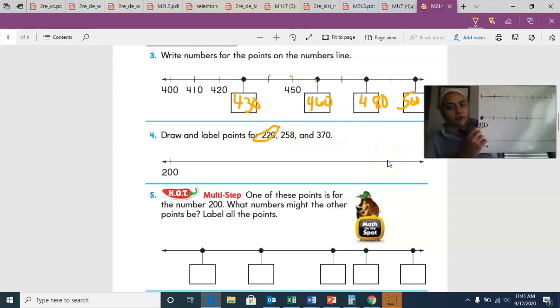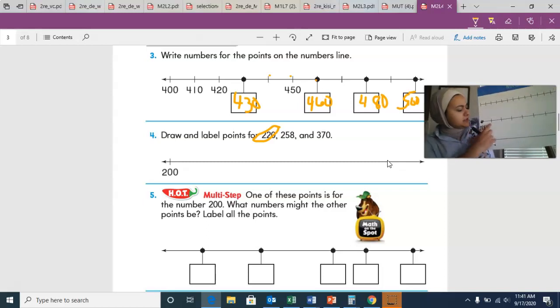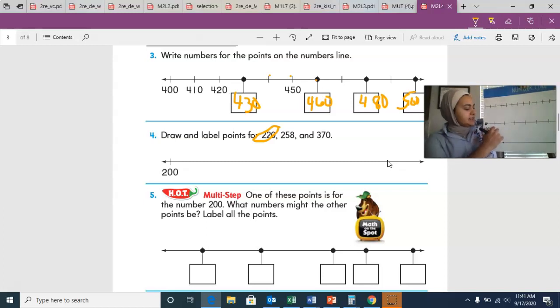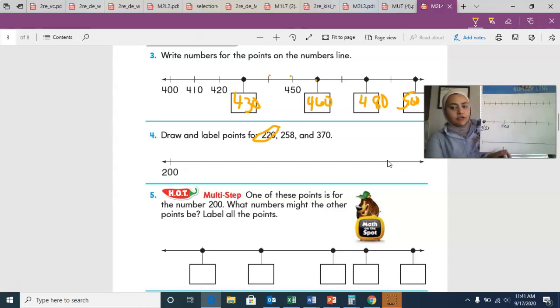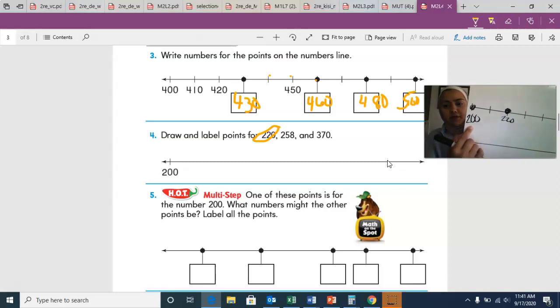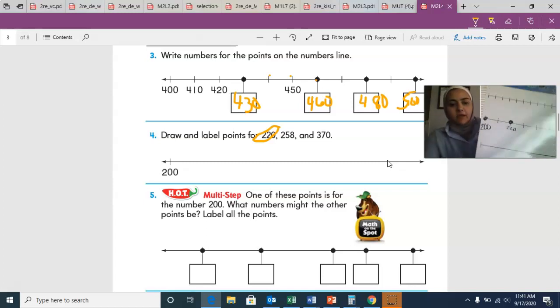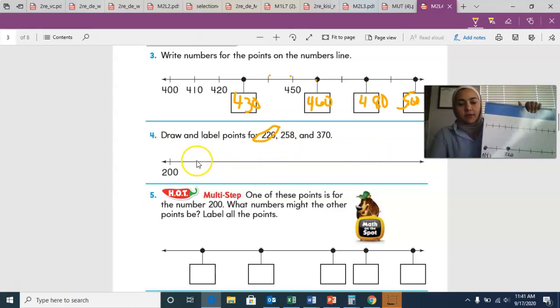If this is 200, then this is 210. We're going to count my tens. Then this is 220. Very good. So 220 would be right here. It would be really close to 200. 220. So we're going to do that here. We're going to draw that really close.